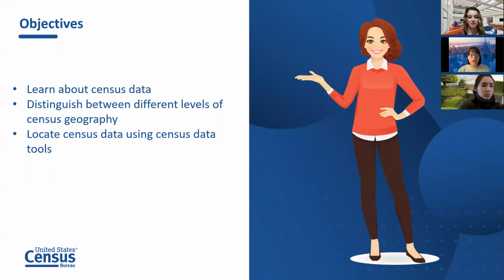So the objectives of today's talk is we're going to learn about census data. Many of you may know already about the data, but hopefully you'll pick up something that you didn't know before. We're going to distinguish between different levels of census geography. To really understand how to get data, you have to know the geography that you're getting it for. Do you want data for a state? Do you want data for a county or particular counties, or for cities? So I'm going to show you how to do that as well. And then we're going to use the census data tools to get the data.